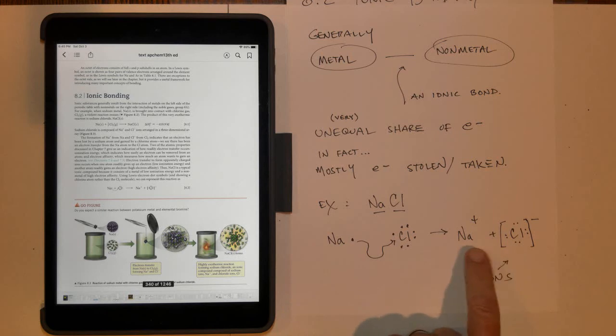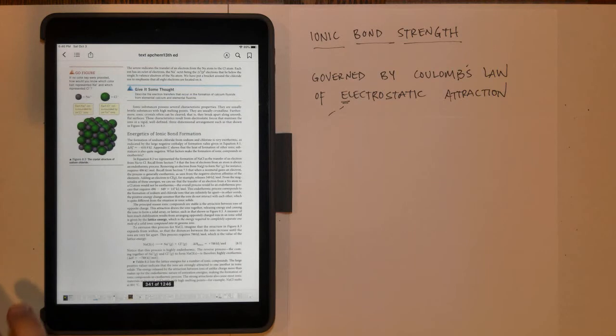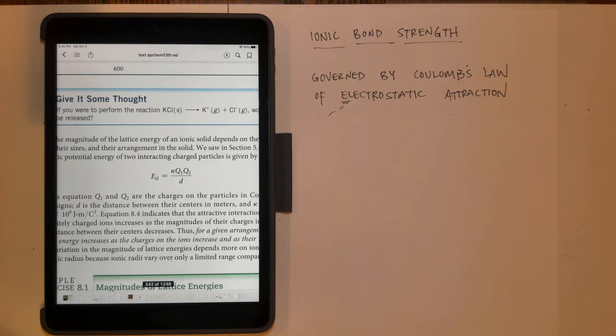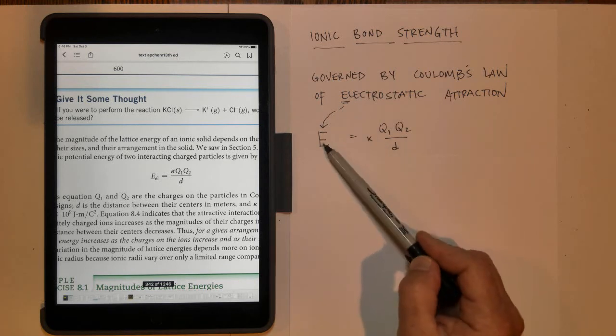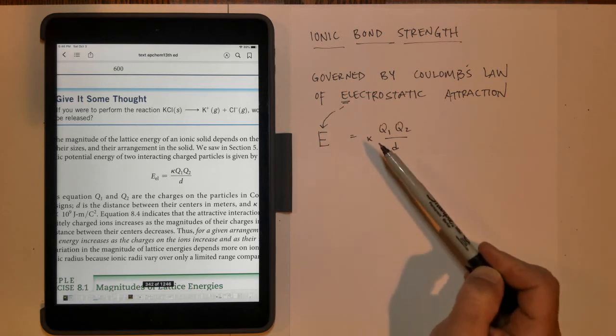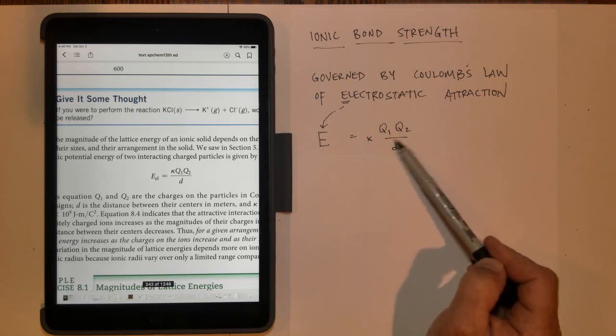So once these are stuck together, there is a strength to that bond. And this ionic bond strength is governed by something called Coulomb's law of electrostatic attraction. Coulomb's law of electrostatic attraction has a unique formula to it. The electrostatic attraction is symbolized by the energy letter E, and that is equal to a constant K times Q1, Q2 divided by D.